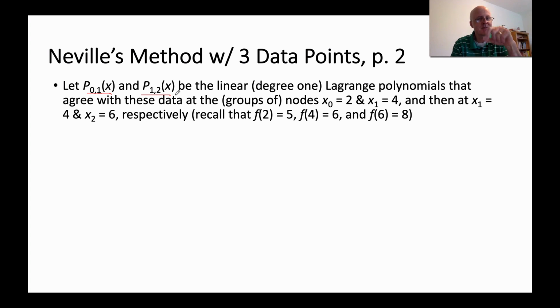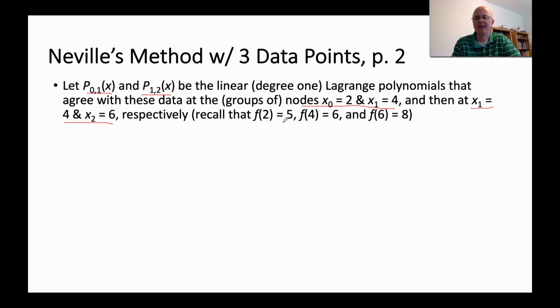Okay, so the subscripts again are key here in this notation. Now, I should also say that this notation is not necessarily standard, and if you see a different book, you might see different notation. This is the way our book has chosen to write this, and I think once you get used to it, it's not too bad. So again, the first one, P0,1, agrees at the nodes x0 and x1, which are 2 and 4. And the second, P1,2 of x, agrees at the 1st and 2nd nodes, which again are really the 2nd and 3rd, x1 equals 4 and x2 equals 6.